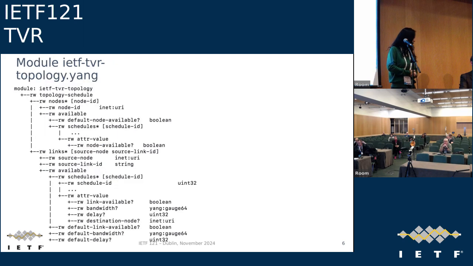This shows the topology YANG module, and you can see it has a very similar structure. We have node level and link level attributes. The major difference is that on a device model, you look at your own interface, but in the topology model, the link is identified by the source node and the neighbor.